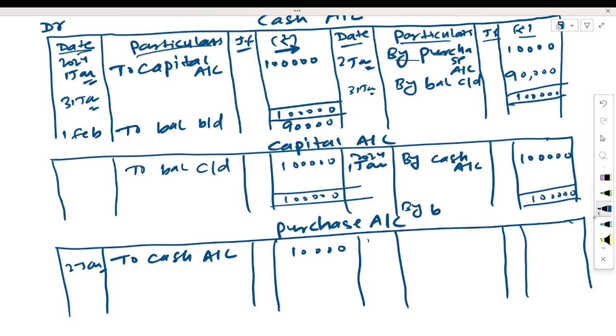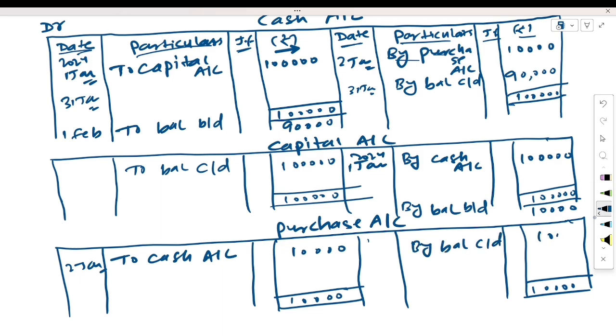By balance b/d, how much amount? 10,000. Now we have to close the other book, which is 10,000 here, same here 10,000, by balance c/d, it will be 10,000. To balance b/d, it will be here 10,000. So this is the procedure of posting of journal entries into the ledger book.